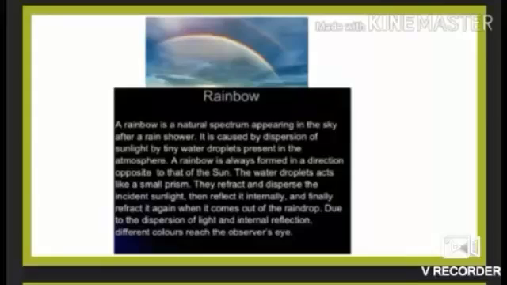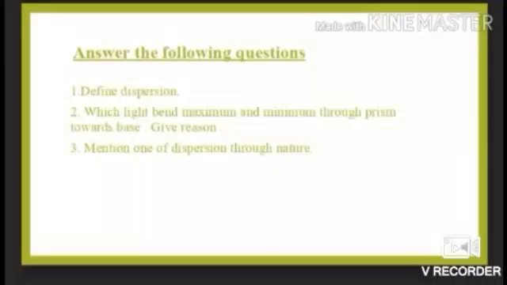A rainbow observed in the sky is a natural phenomenon associated with dispersion of sunlight by the raindrops suspended in the air. Now do some assignment questions. First one is define dispersion. Second, which light bends maximum and minimum through a prism toward the base? Give reason. Third, mention one example of dispersion in nature.